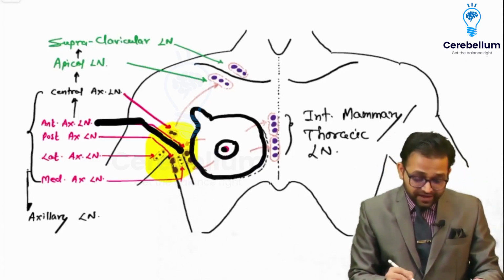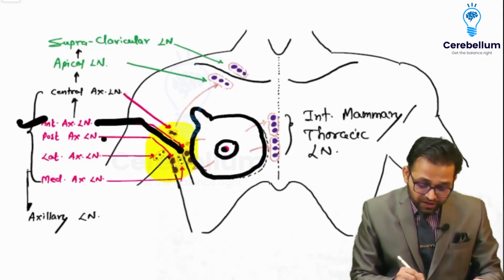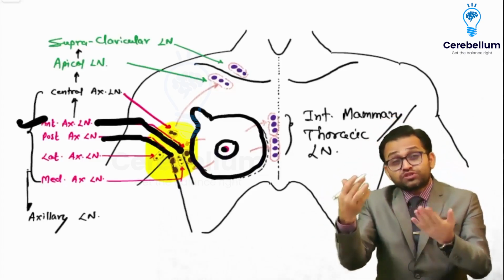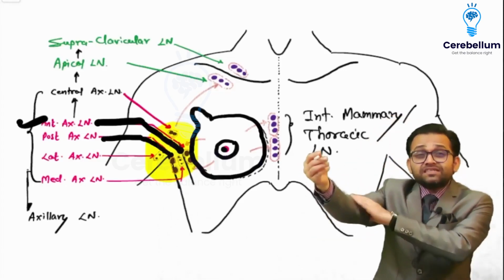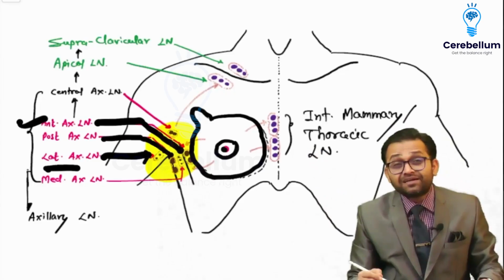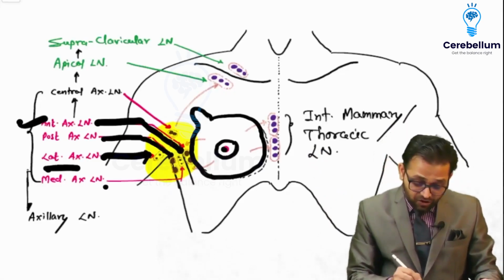Along the anterior wall, the anterior axillary lymph node. Now along the posterior axillary fold, the posterior axillary lymph node. On the lateral side, there is the humerus in the arm. So this is the group of lymph node, the lateral axillary lymph node, and another on the chest wall.